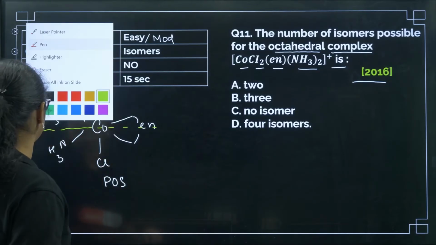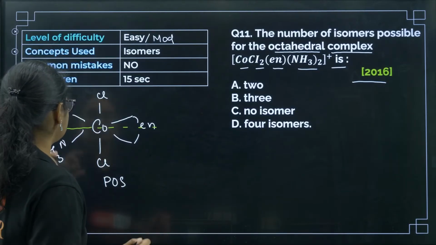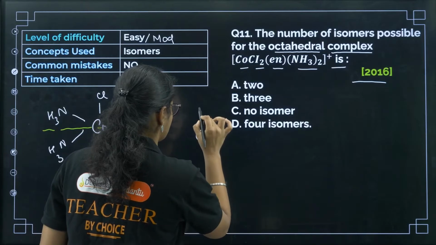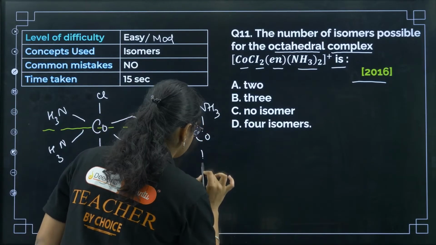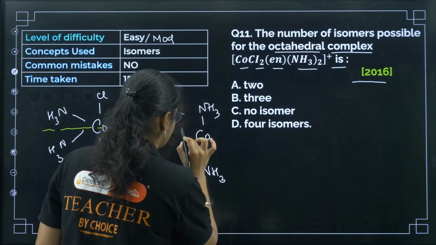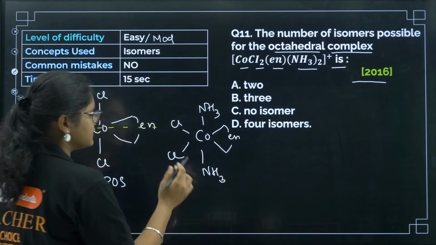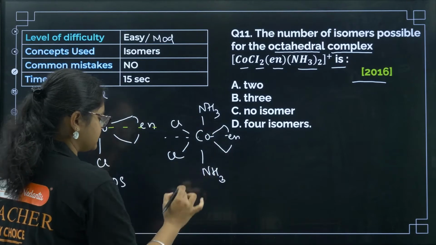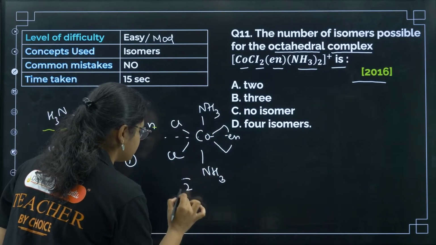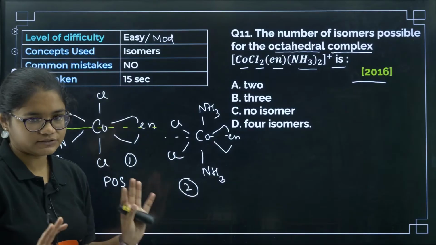So this is one geometry, okay. Next, what I can do, similar to this, I'll draw like this. Now I'll take NH3 on the trans, okay, and I have Cl here, and then En, right? The same thing is here also, plane of symmetry is there. So this is one geometry, this is second geometry. We got two isomers till now.